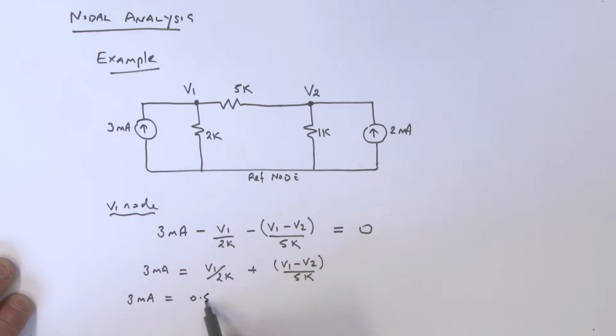It would be 0.5 times 10 to the minus 3 V1s. Then I've got this term here, so that's a plus. 1 over 5K gives me 0.2 times 10 to the minus 3, and I've got V1 of them. And then I've got a minus here, and once again, this is 1 over 5K, which is 0.2 times 10 to the minus 3, multiplied by V2. So I can get rid of the milli all the way through in each of these terms.